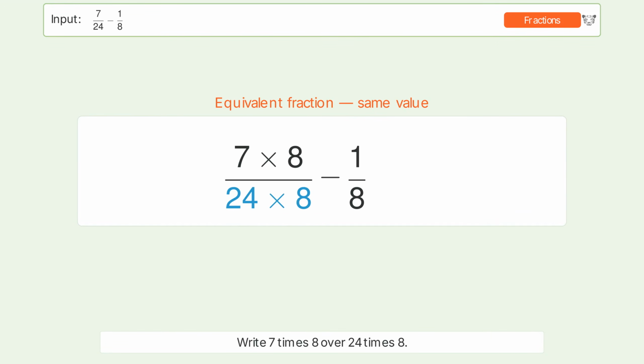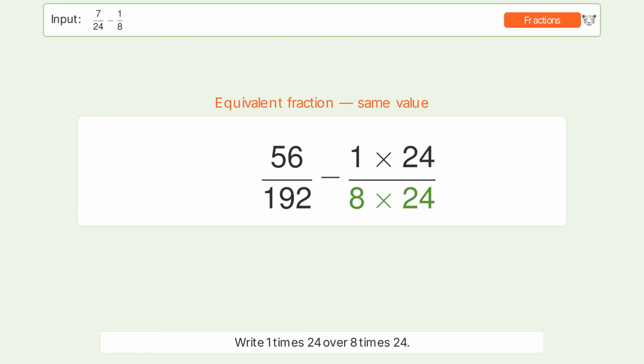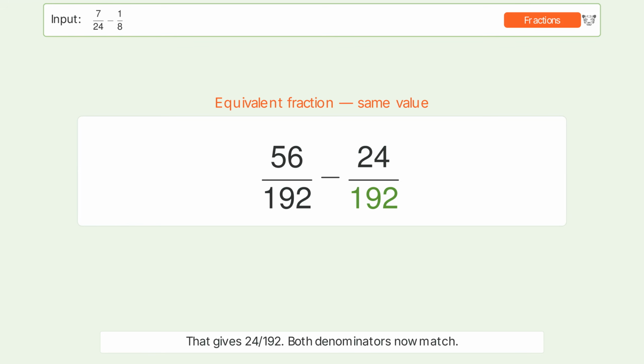Write 7 times 8 over 24 times 8. That gives the equal fraction 56 over 192. Now scale the second fraction by 24. Write 1 times 24 over 8 times 24. That gives 24 over 192.